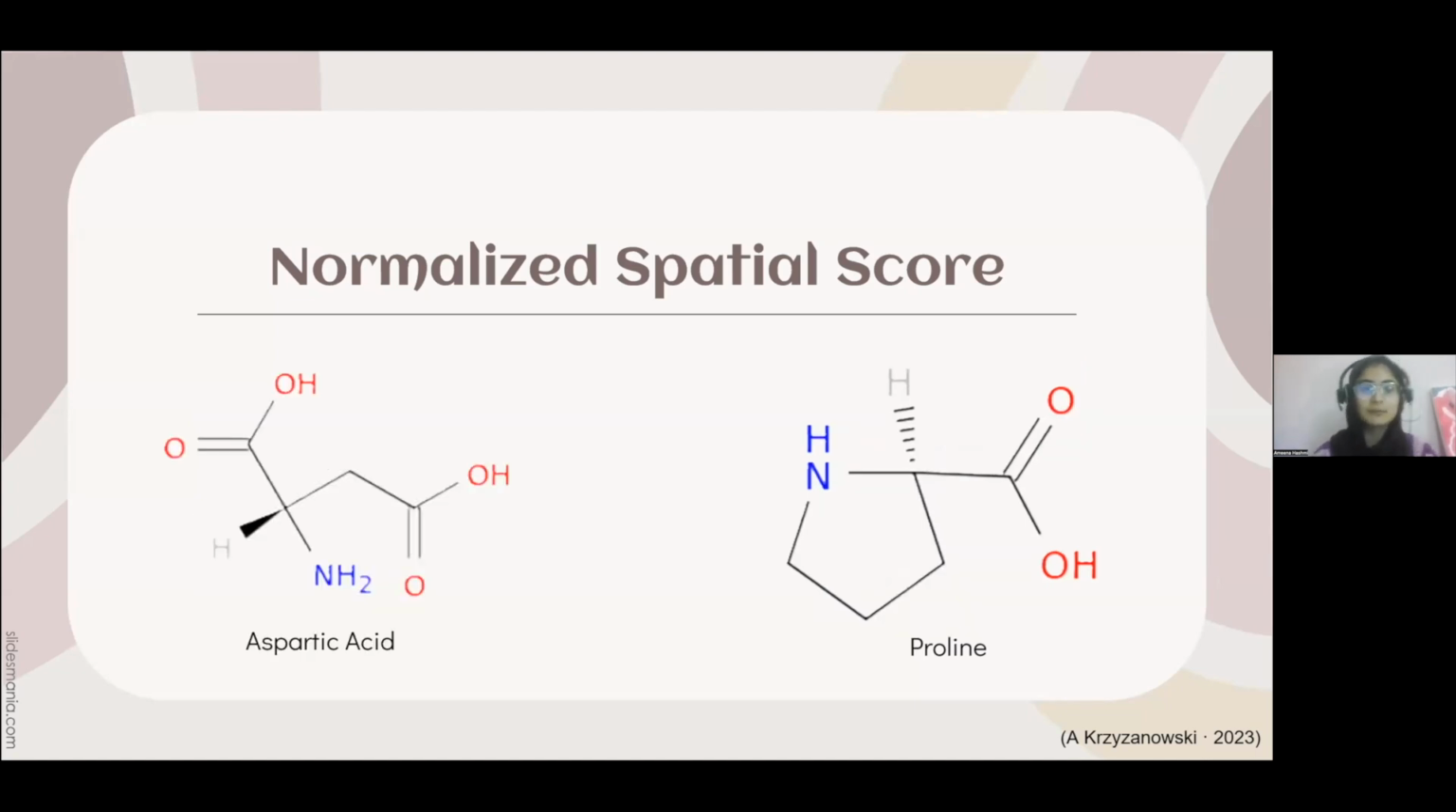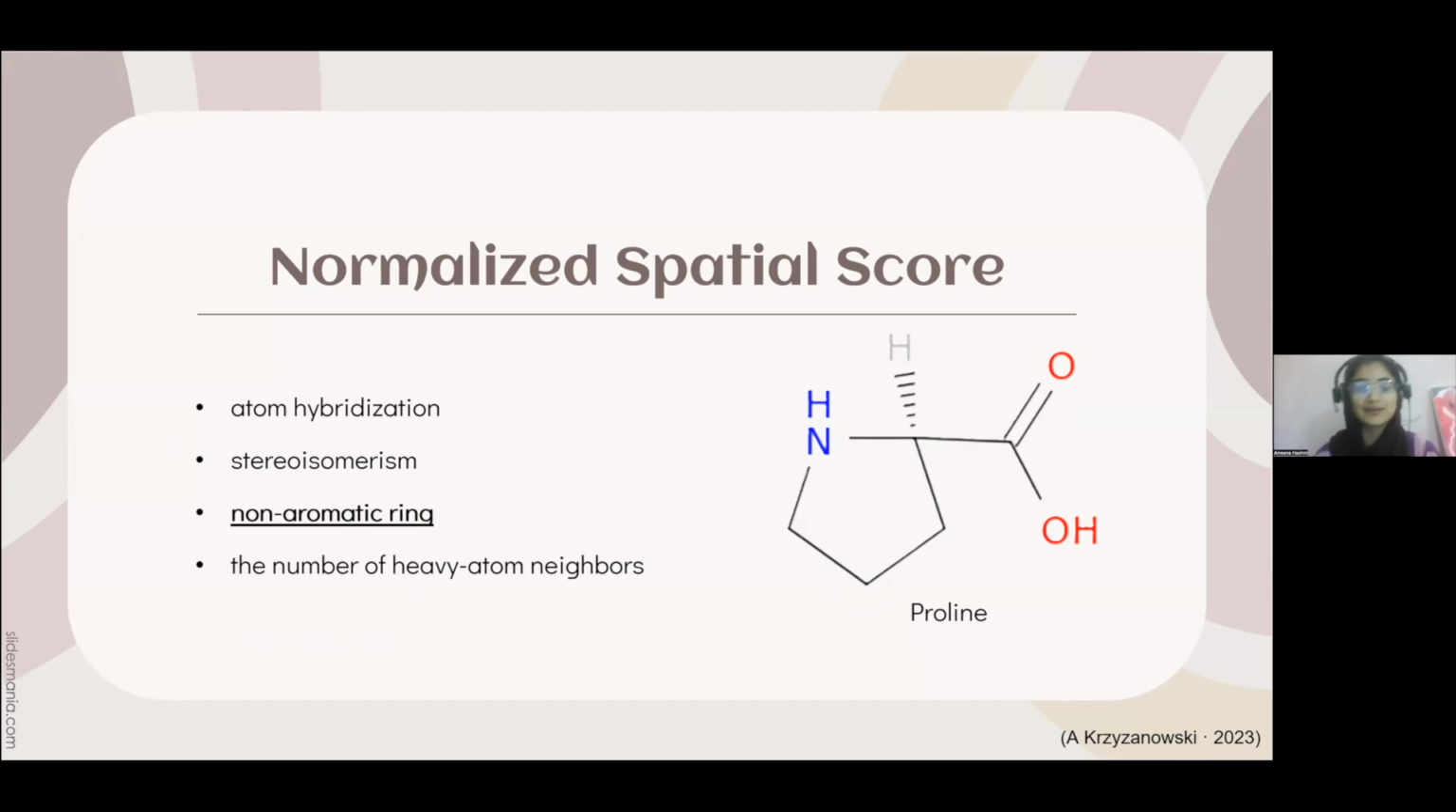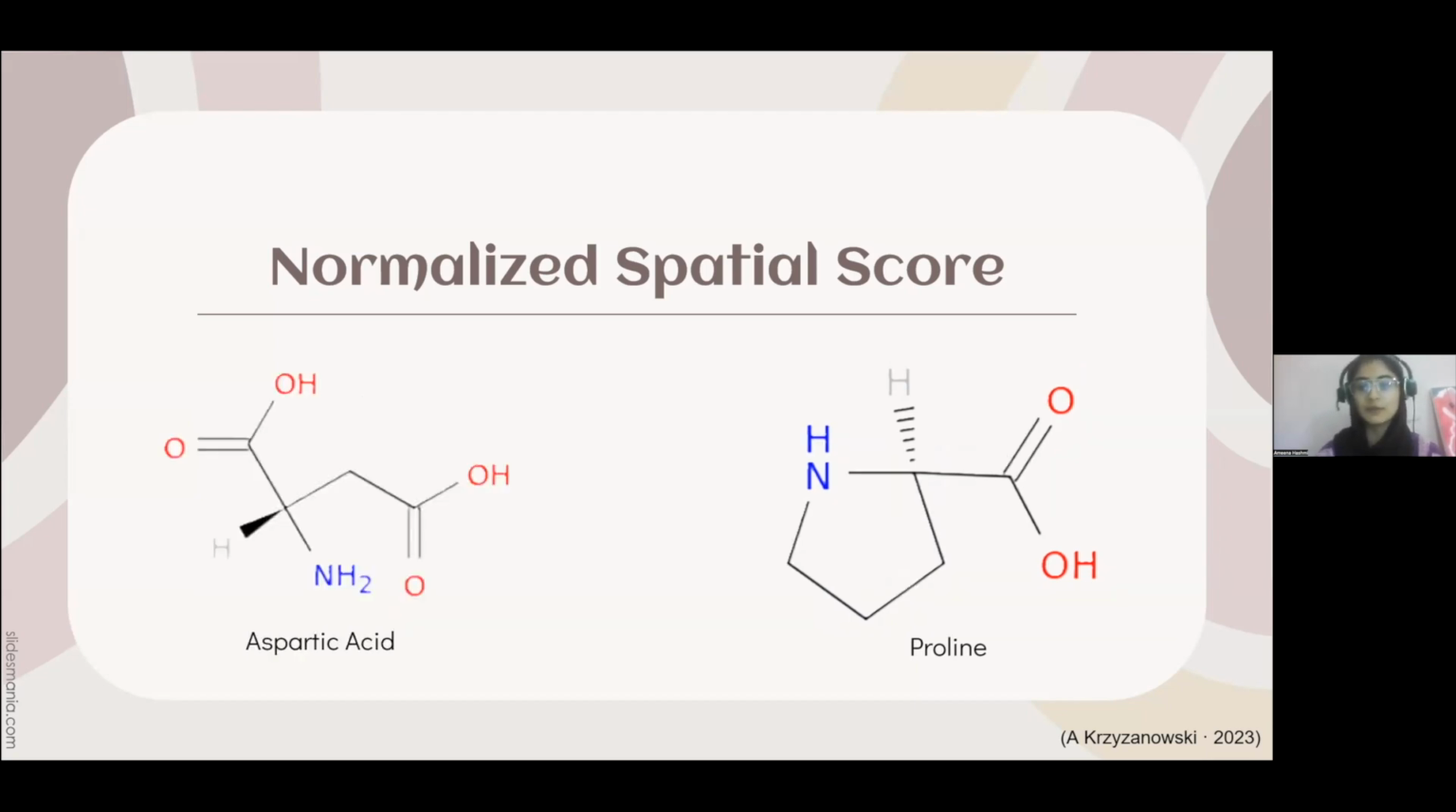Now, between aspartic acid on the left and proline on the right, these are two amino acids. But which one of them do you think is more complex? Well, earlier, I just said that one of the criteria that the normalized spatial score considers is a non-aromatic ring, and proline has that characteristic. So according to this method of quantifying molecular complexity, proline would have a higher score. It would be considered more complex than aspartic acid.